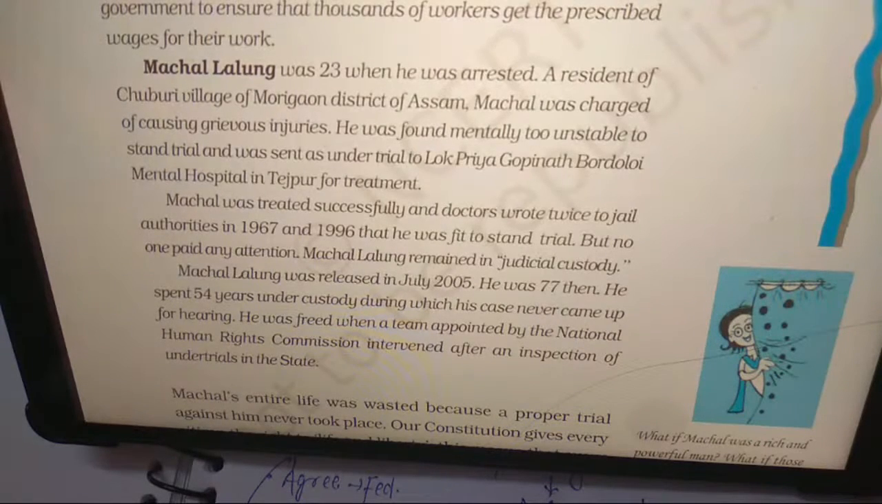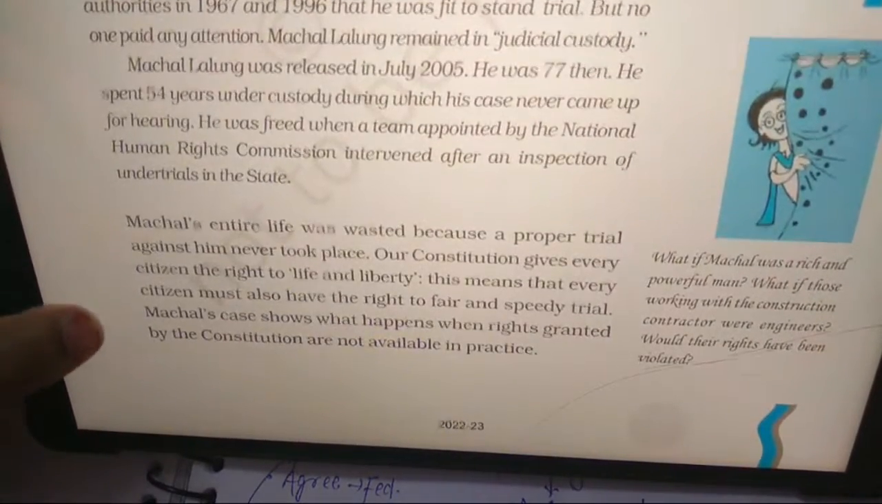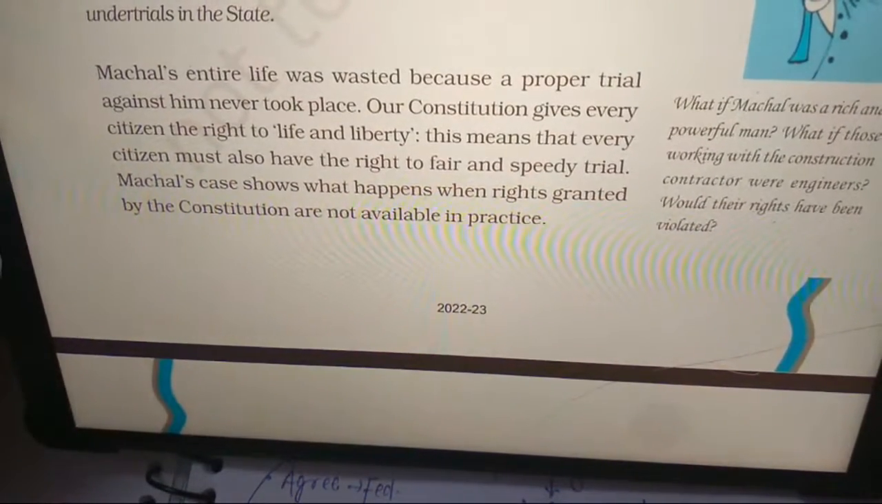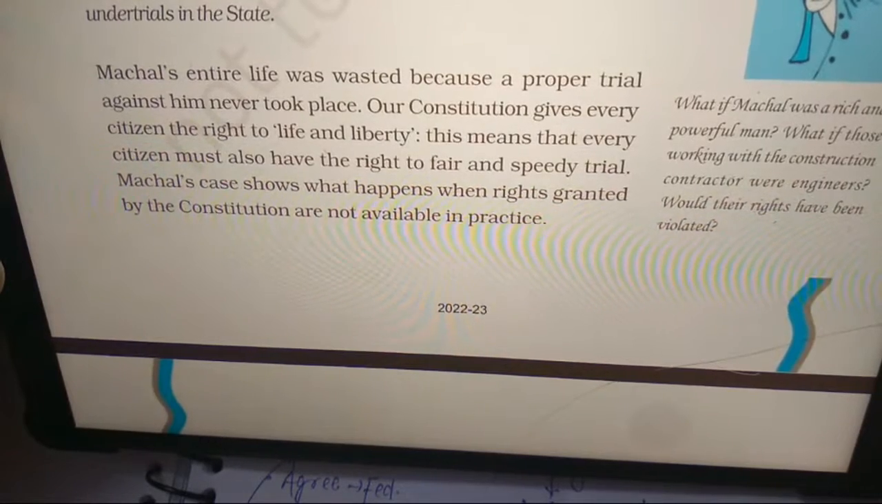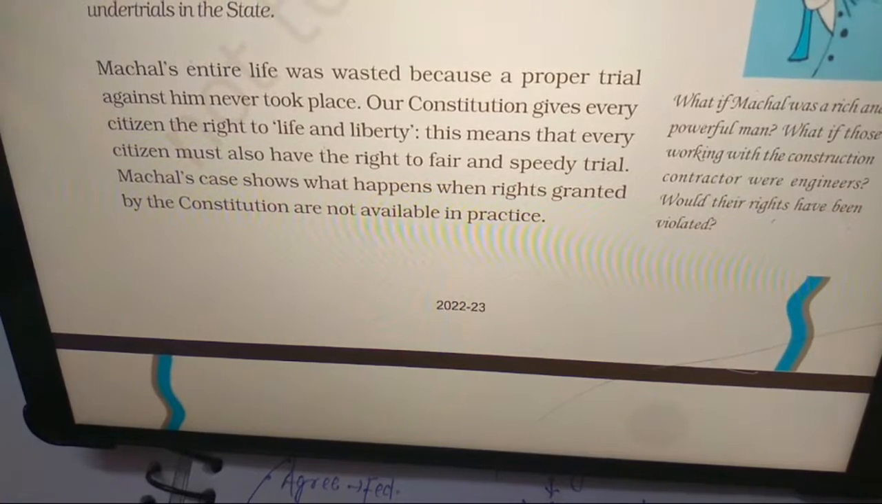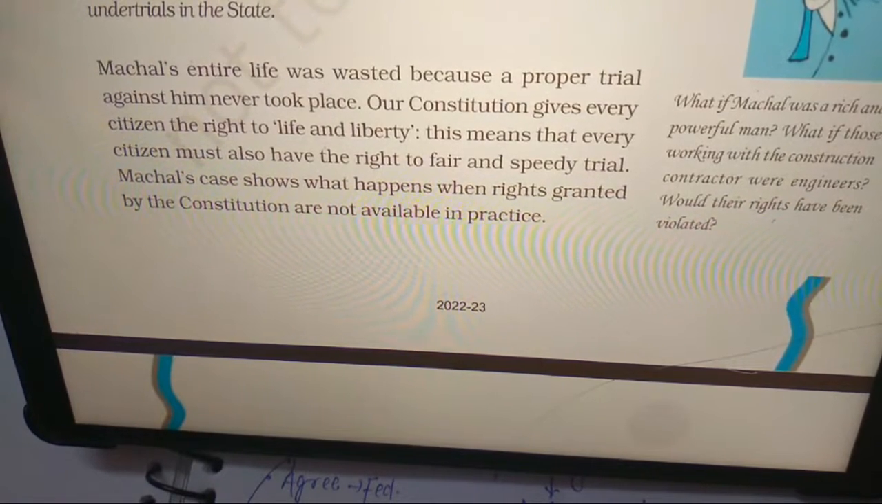He was freed when a team appointed by the National Human Rights Commission intervened after an inspection of undertrials in the state. Machal's entire life was wasted because a proper trial against him never took place. Our constitution gives every citizen the right to life and liberty. This means that every citizen must also have the right to a fair and speedy trial. Machal's case shows what happens when rights granted by the constitution are not available in practice.